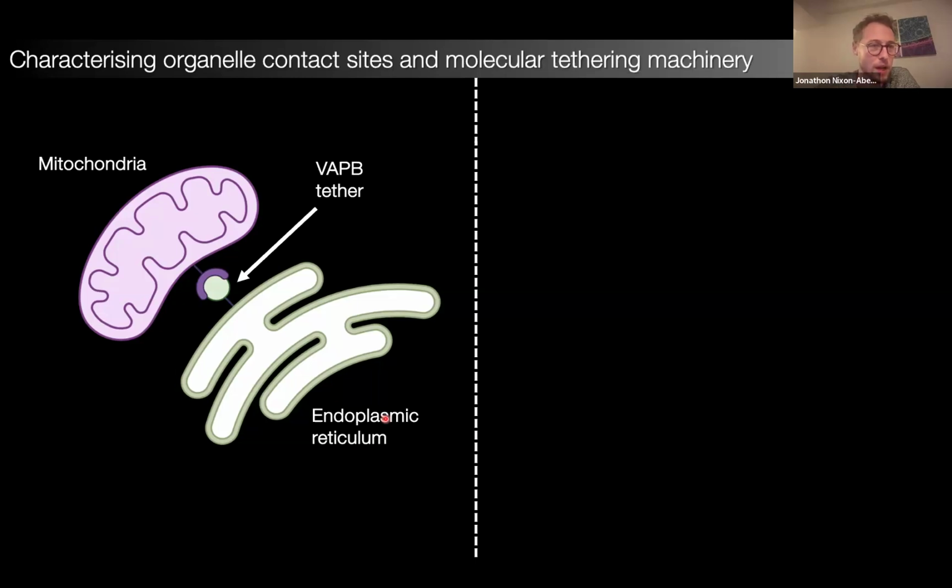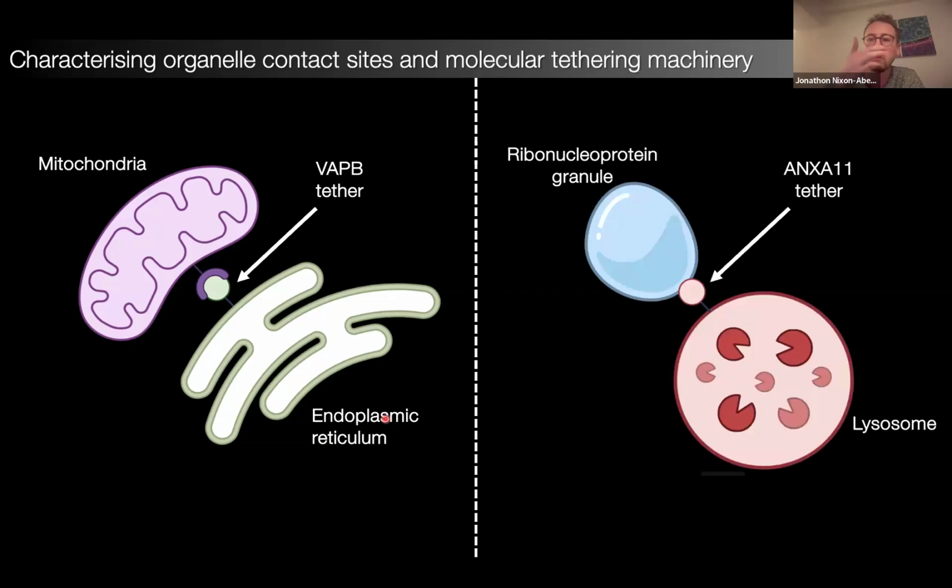And so you can see here a very well characterized example of that, where this protein VAPB acts to tether ER to mitochondria. But what I want to really focus on today is a contact site between a membrane-bound and a membrane-less compartment. So between the lysosome, of course, membrane-bound, and the ribonucleoprotein granule, a membrane-less organelle that I'll go on to talk about. And I'm going to tell you about this pretty unique tether, ANXA11, that we think can act to essentially couple the biophysical states of both proteins and lipids in this system to ultimately facilitate co-trafficking of both of these organelles.